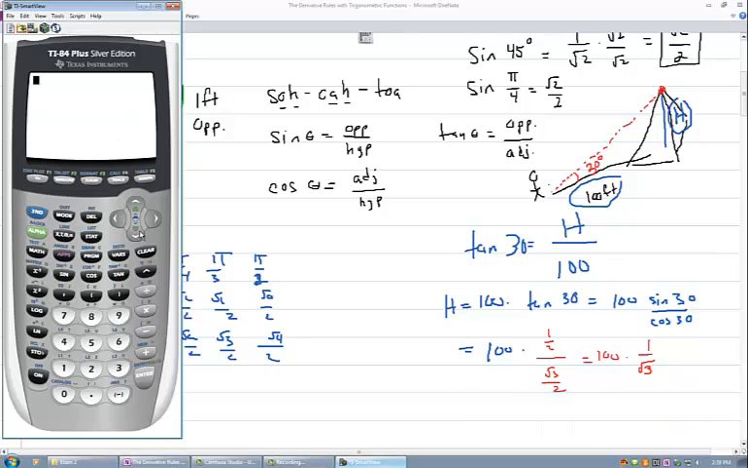And so I can pull out my calculator here, and I can do 100 times 1 divided by the square root of 3. And I can approximate the height of this pyramid. So it must have been a very small pyramid. So approximately 57, or let's just round to the nearest foot, so approximately 58 feet tall.